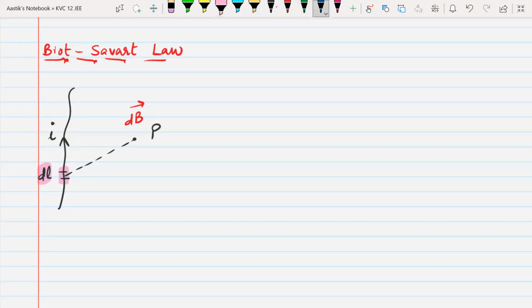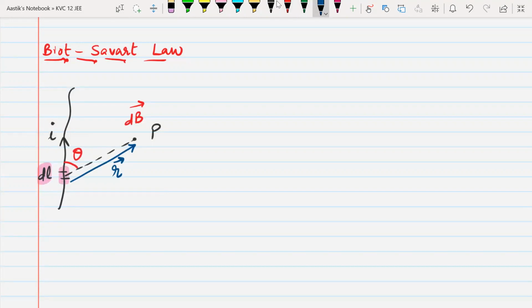Now I have a point which is at a distance r from this current carrying element, and it makes this radius vector. This is also a vector which is drawn from the element to the point. Do we understand this?